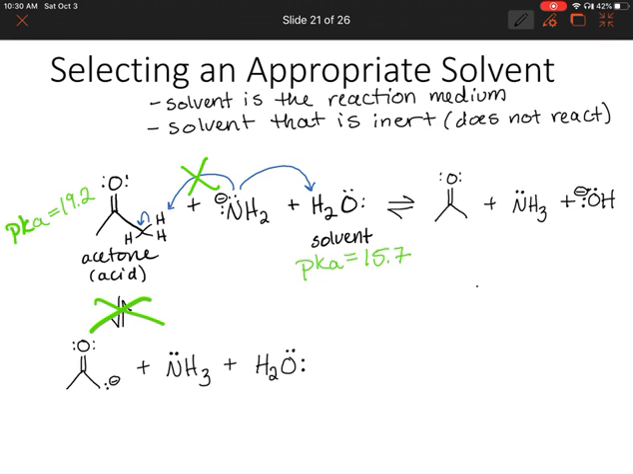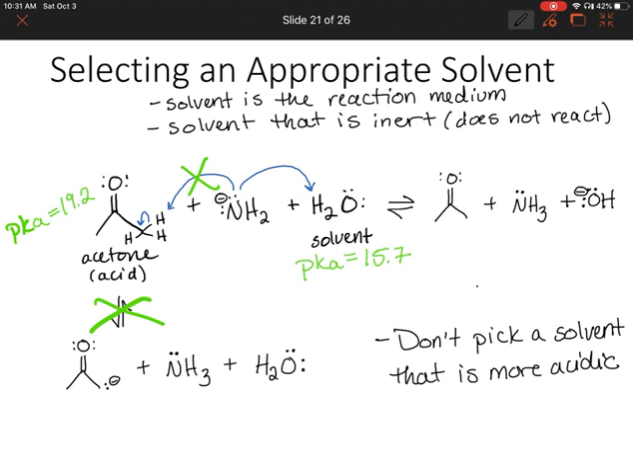Now, sometimes it can be helpful to have a solvent that does react, but in this case, we would want the acid of interest and the base to react. We don't want the solvent to react. So really the main message here is don't pick a solvent that is more acidic than the acid of interest.